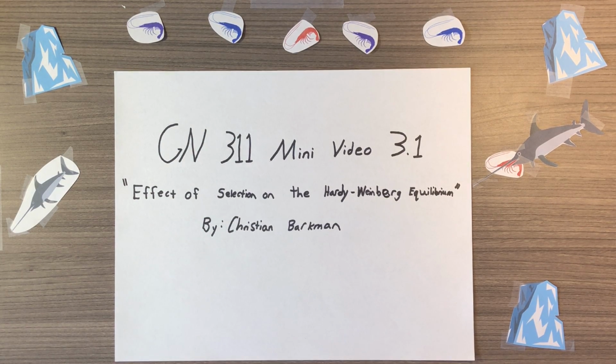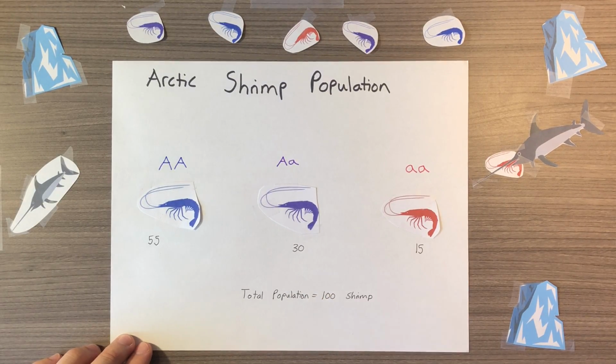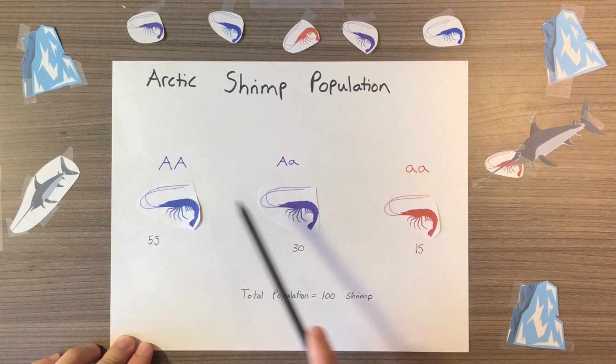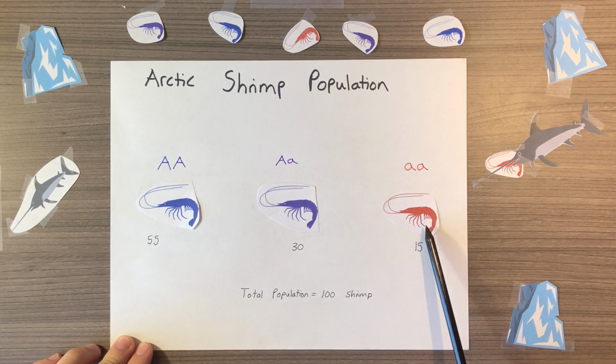Today, I will be discussing Hardy-Weinberg equilibrium and selection. We will look at a fictitious species that I have named the Arctic shrimp. The color of these shrimp depends on a single autosomal gene on the A locus. A homozygous dominant shrimp will have the blue phenotype. A heterozygous shrimp will have the purple phenotype, and a homozygous recessive shrimp will have the red phenotype.